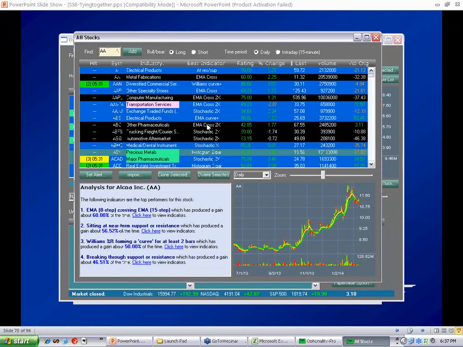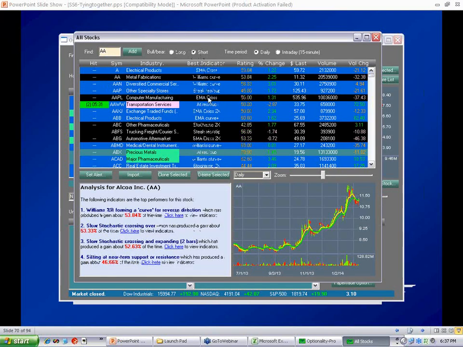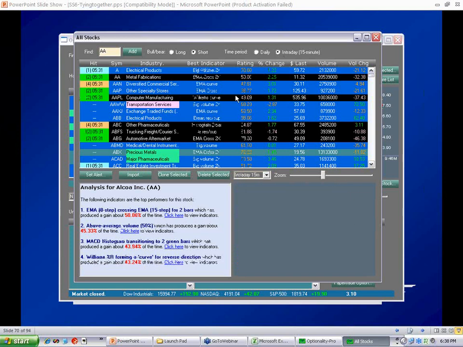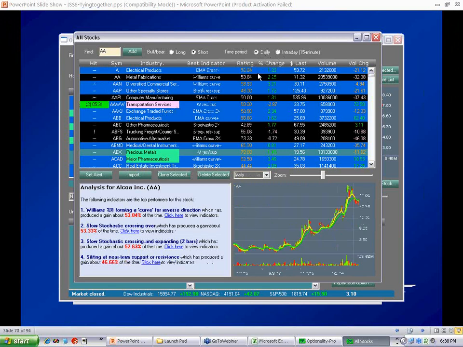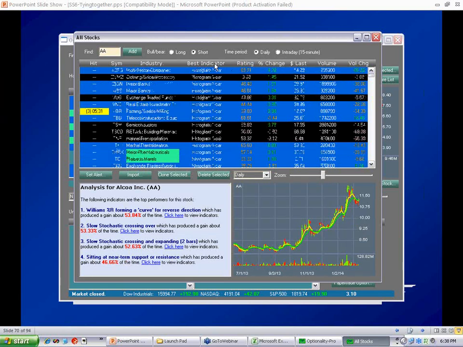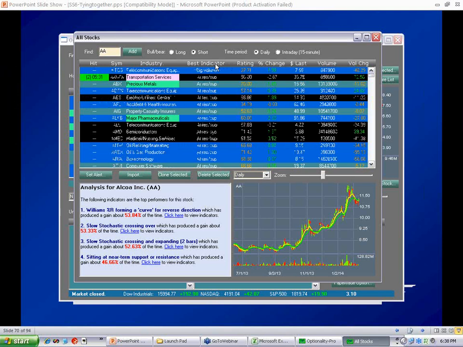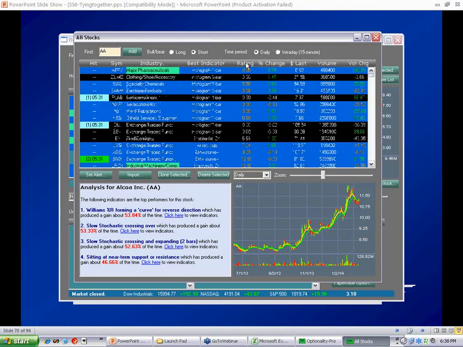All right, now, if you go short, your best indicators are for the short side. In other words, for caving, for going down. And you can go daily or intraday. Intraday is very interesting because that's how you can do some really cool day trades to track. Now, what I like to do, just to figure out a good watch list, is sort by rating.